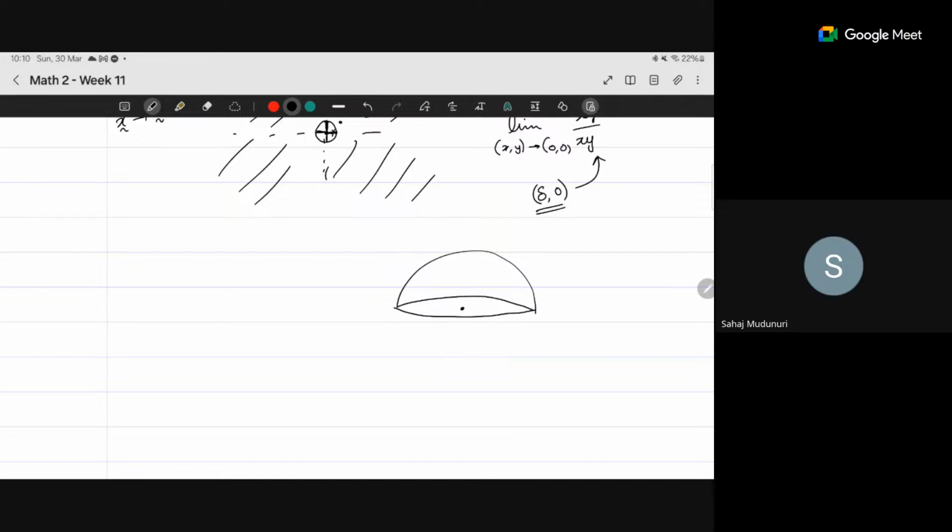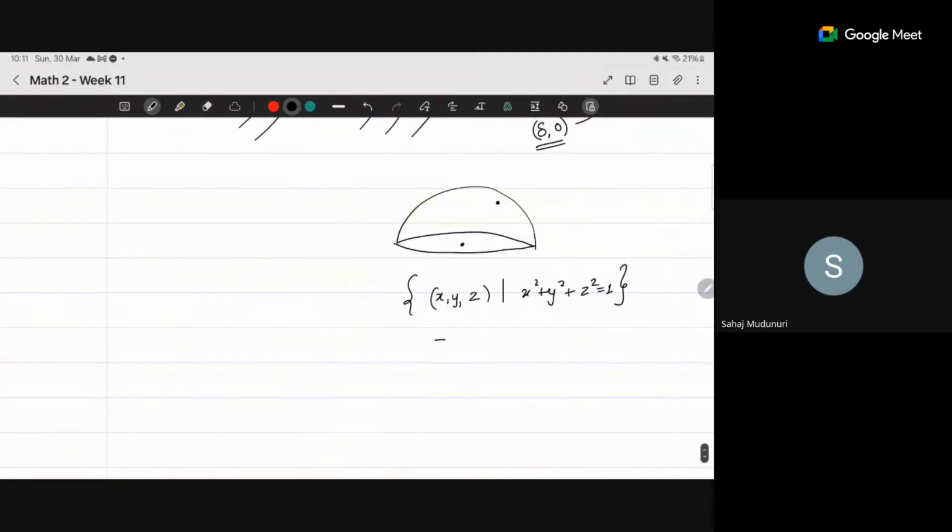Suppose this is a sphere of radius 1. Any point on this would be something like x, y, z, such that x square plus y square plus z square is equal to 1. I'm just giving a little bit of extra stuff. This is really not necessary. But I'm telling you what is the problem that happens in the case of a sphere and how it is circumvented in the case of a hemisphere.